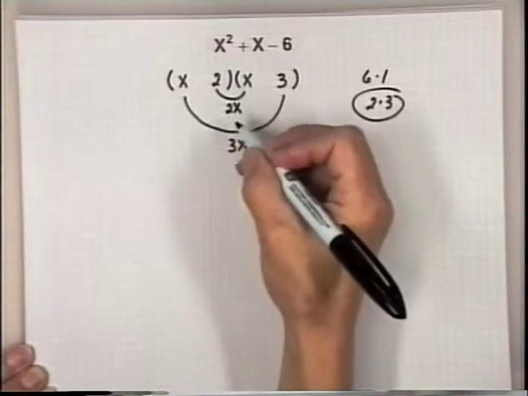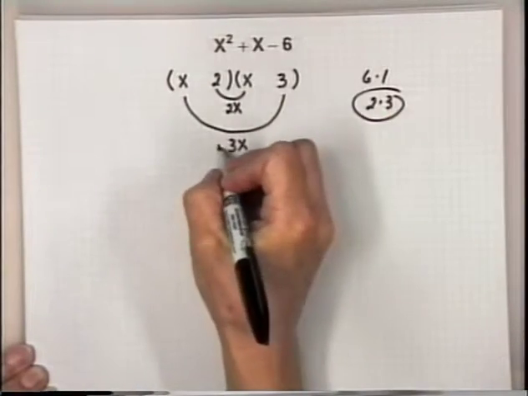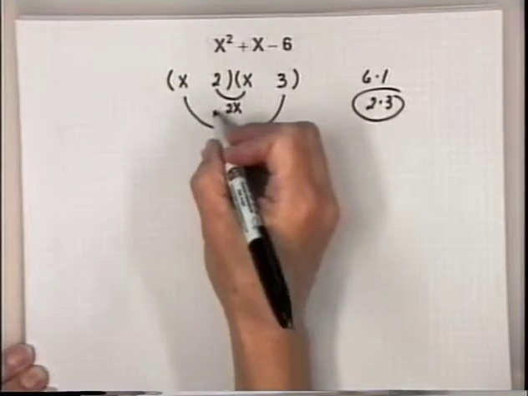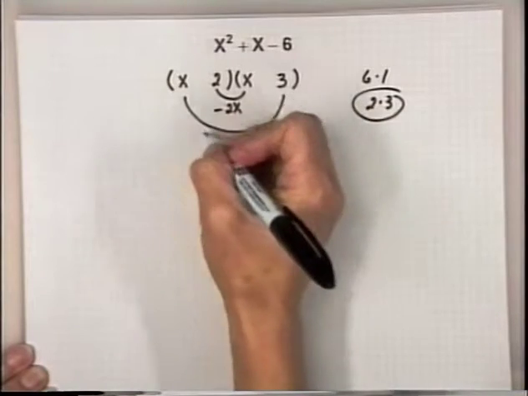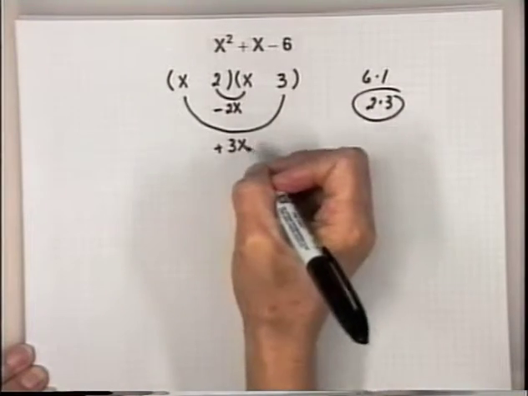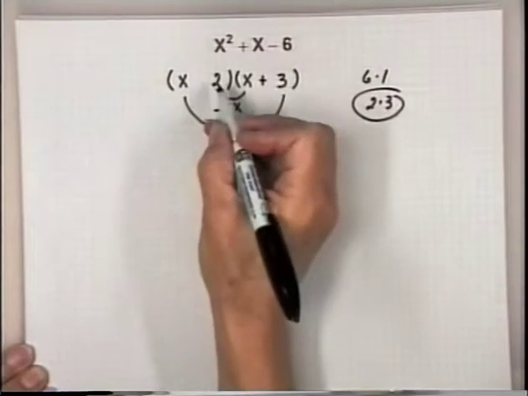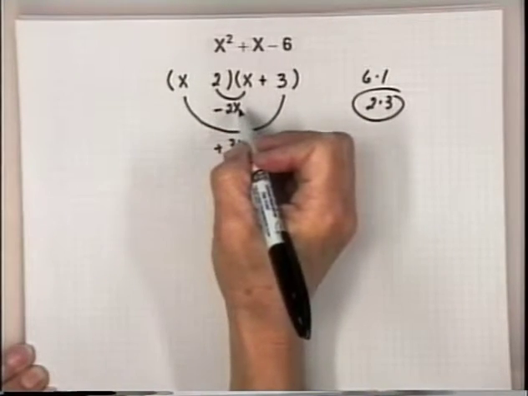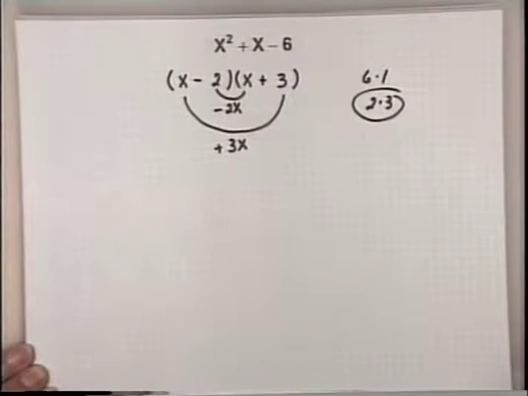If these have opposite signs and I want to have a plus 1, the 3 must be positive and the 2 must be negative. So following that around, if this outside product is going to be positive 3x, I need the plus sign in this factor. And if the inside product must be negative 2x, I need the negative in that factor. So we have x minus 2 times x plus 3.